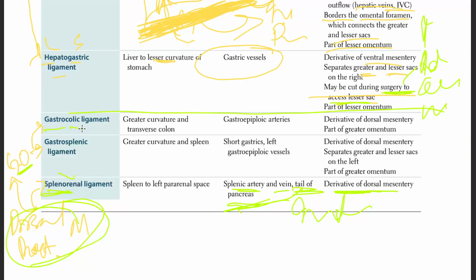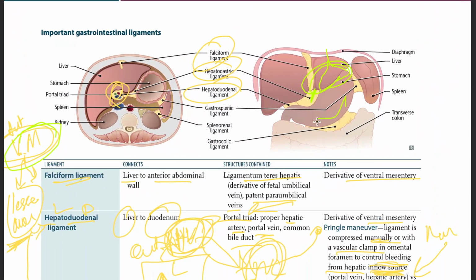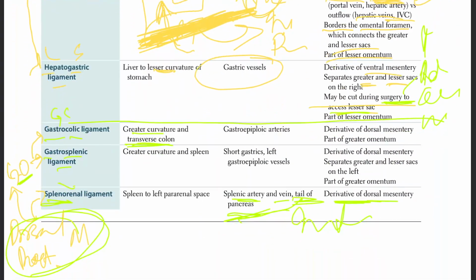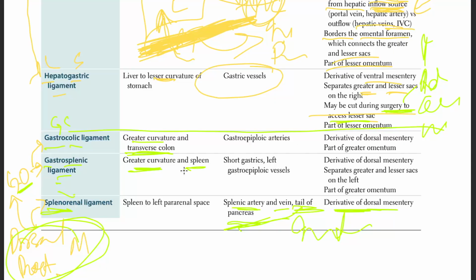The omentum gave us the gastrocolic and gastrosplenic ligaments. Gastrocolic means from the greater curvature of the stomach to the transverse colon. Let me show you this. So here's the greater curvature. From the greater curvature to the colon, you have this gastrocolic ligament. And here's the spleen. Look at this one. This is the gastrosplenic ligament now. From the stomach to the spleen, gastrosplenic. So let's read that. In the gastrosplenic ligament, from the greater curvature to the spleen, what do you have? You have the short gastric and left gastroepiploic arteries.